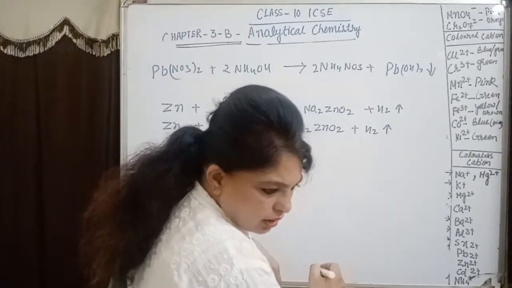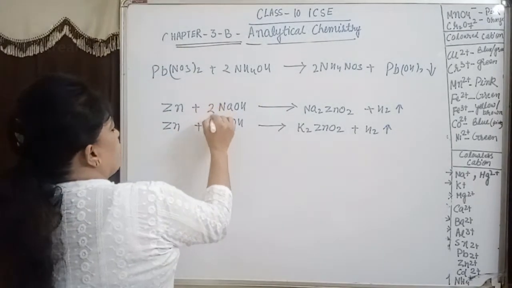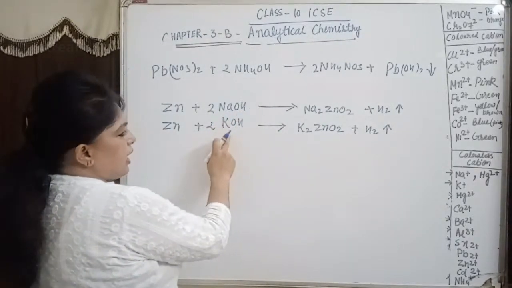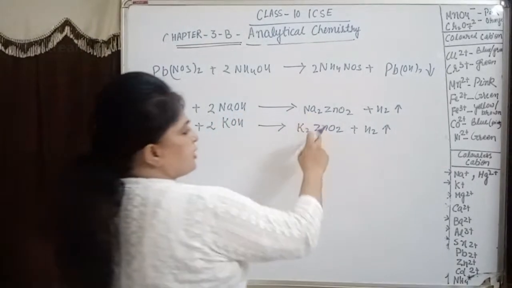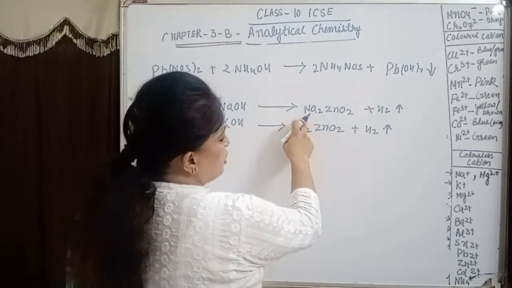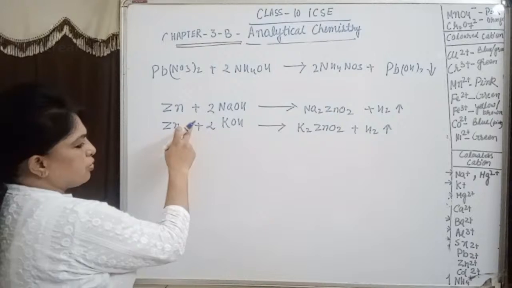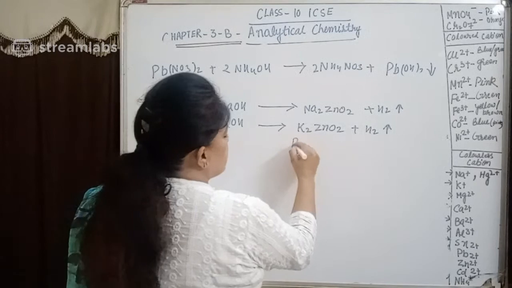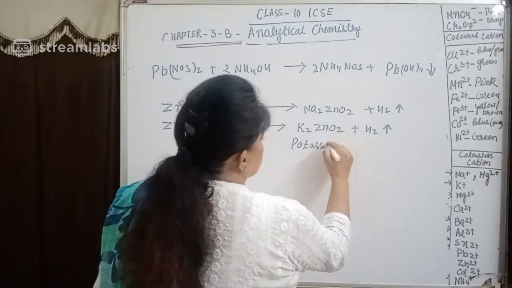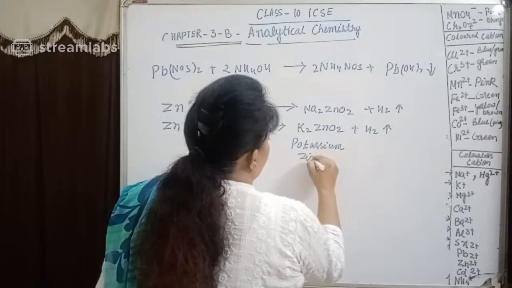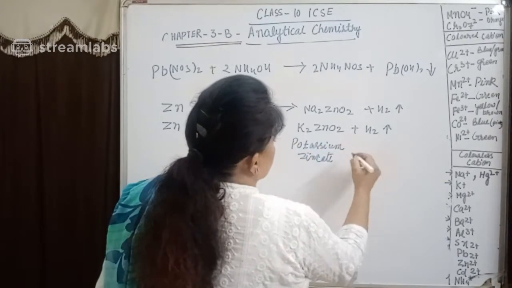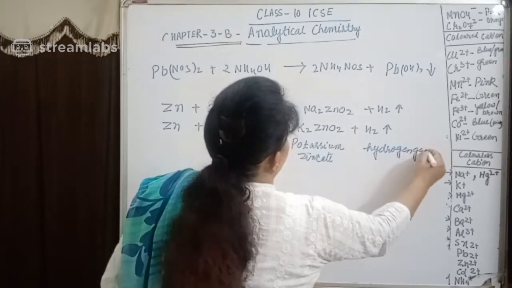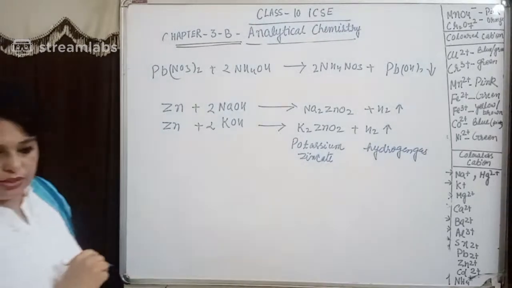So when you warm these metals along with the concentrated sodium hydroxide and potassium hydroxide, in both the cases we will get salt. Since we are using sodium hydroxide here, we get sodium zincate, and in this case we are using potassium hydroxide, so we will get potassium zincate and hydrogen gas, right? Here sodium zincate and hydrogen gas.